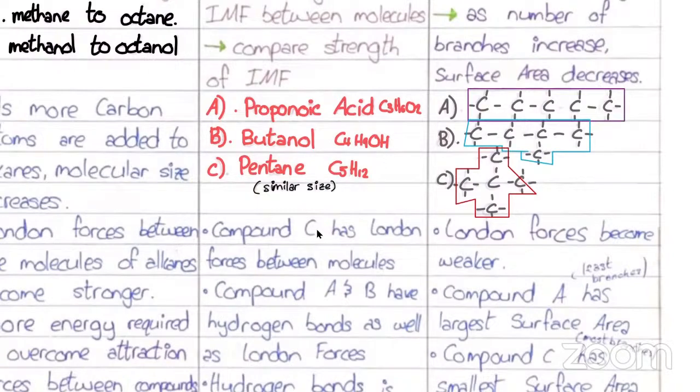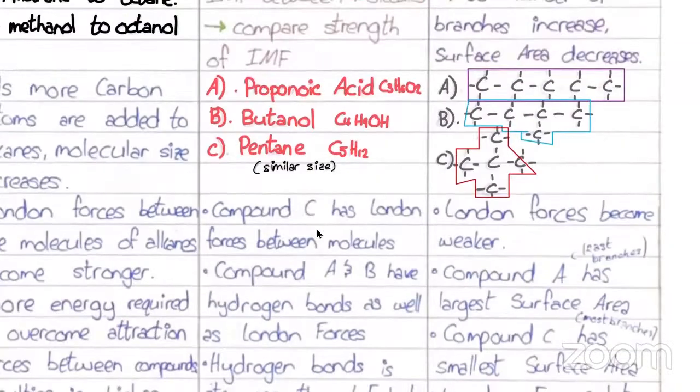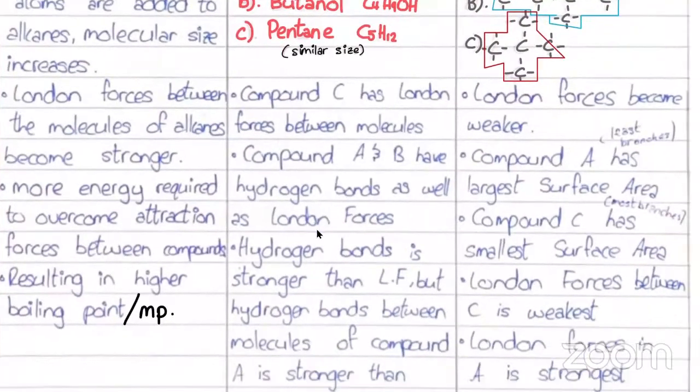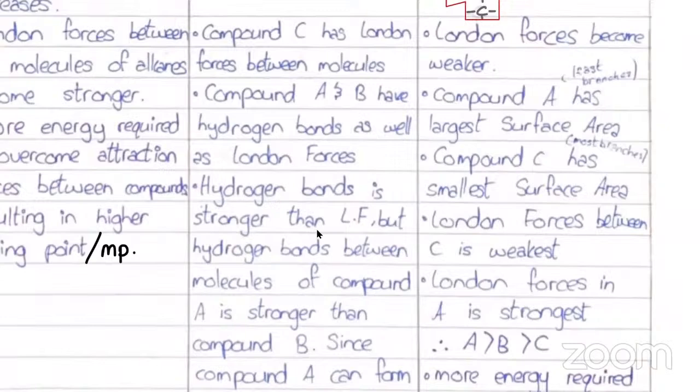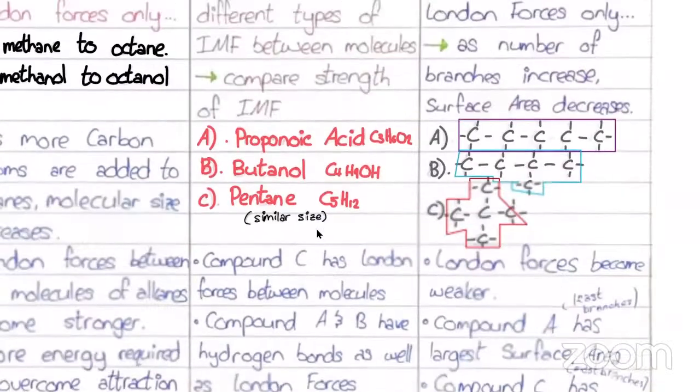Okay, so compound C has London forces between molecules. So compound C is pentane. There's London forces, that's true. Compound A and B have hydrogen bonds as well as London forces. So A and B, which is a carboxylic acid and an alcohol respectively, they have hydrogen bonds as well as London forces. Hydrogen bonds are stronger than London forces. So basically, we are saying the hydrogen bonds of A and B are stronger than the London dispersion forces of C, which is pentane. That's what we're saying.